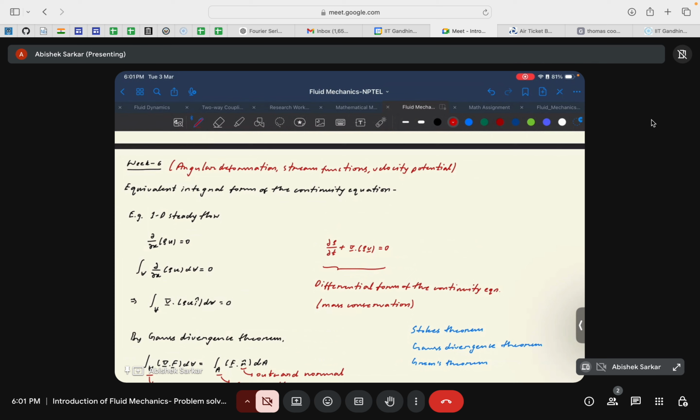Okay, so welcome back to week 6 of the problem solving session for the Introduction to Fluid Mechanics course, and once again we will continue our discussion on fluid kinematics.